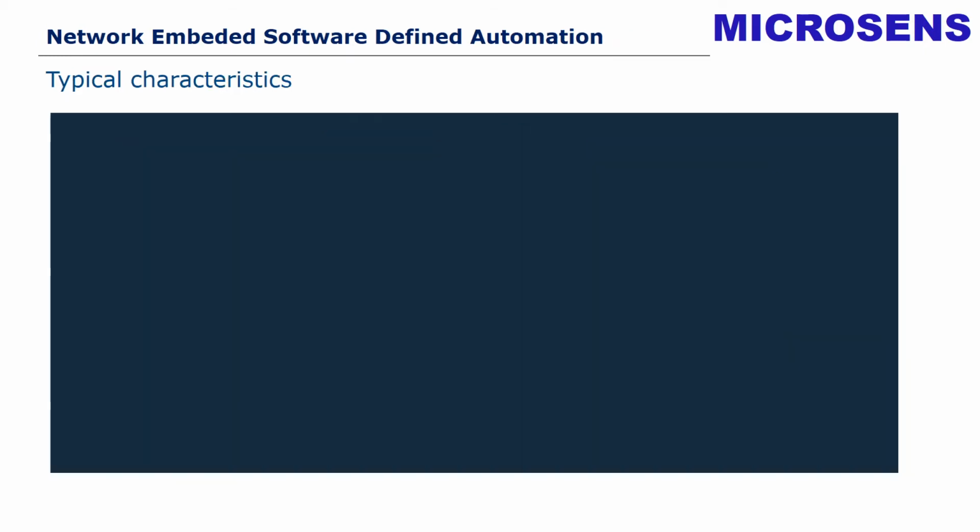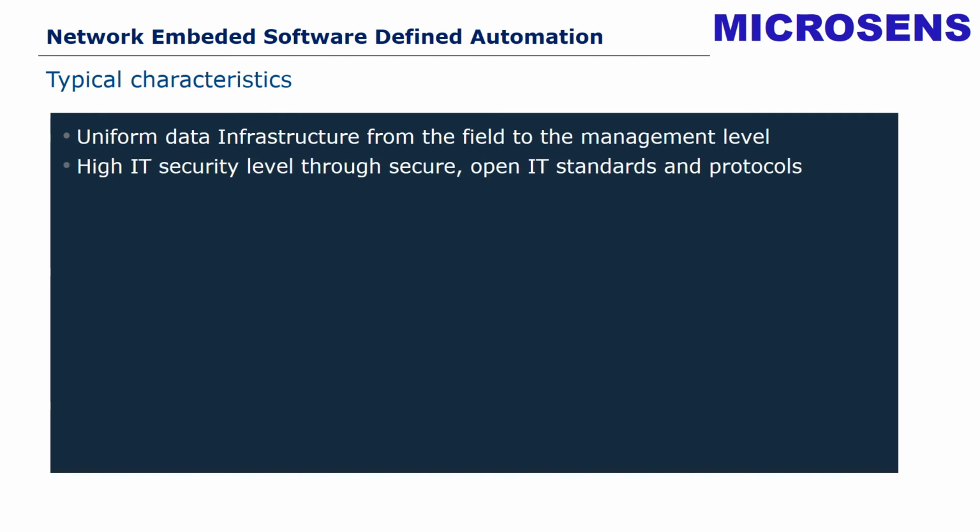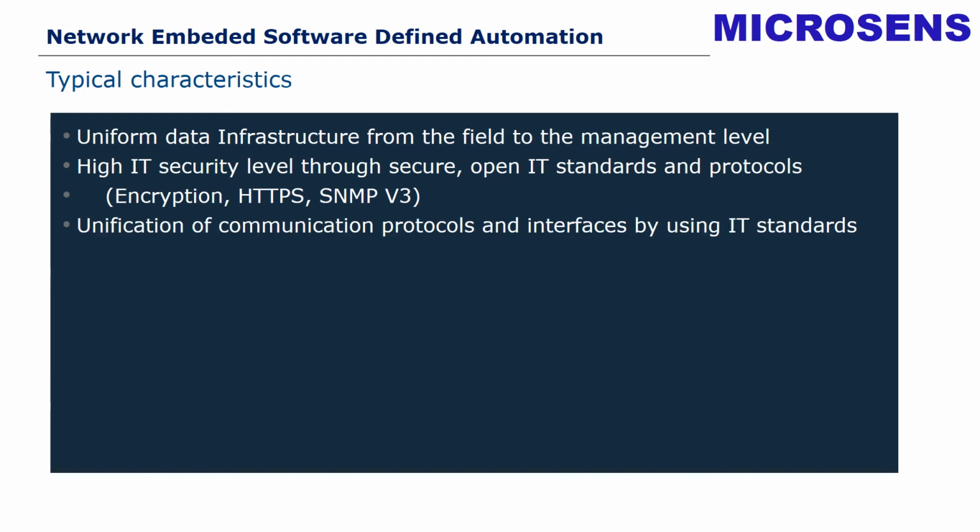And if we want to come back to the characteristics, we have a uniform data infrastructure from the field to the management layer. This means that we run only Ethernet from bottom to top. We have a high IT security level through secure open IT standards and protocols. We have encryption, HTTPS, SNMP v3. The unification of communication protocols and interfaces by using IT standards is given.